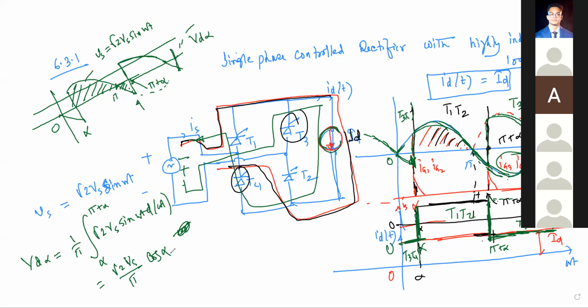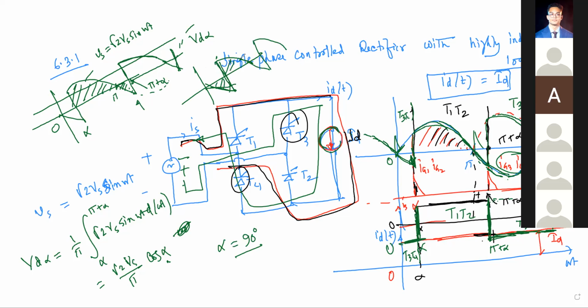Yes, sir. So now if you look here, if alpha equal to 0, then it will be just 0.9 Vs, right? If we apply the firing pulse at alpha equal to 0, it will be just like your diode rectifier, which we started with for the diode rectifier case. But if alpha equals 90 degrees, what should be the output voltage? 0.45? You put alpha equal to 90 degrees.